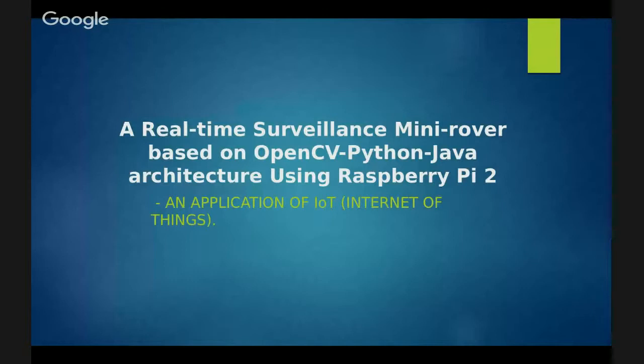This is a project using Raspberry Pi. As we all know, Raspberry Pi is a new technology in town. It's not really a new technology, but basically we fit an entire computer into a 6-inch square board. So we'll be talking about how we can make a surveillance rover using Raspberry Pi.